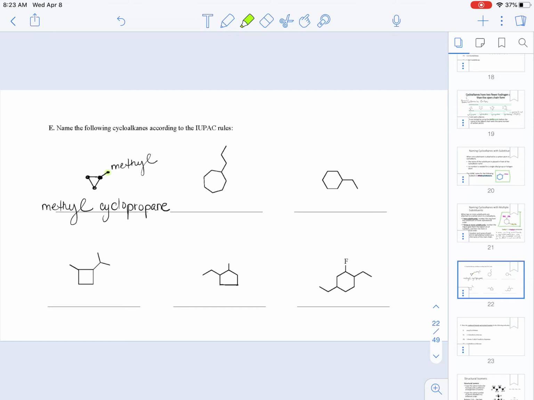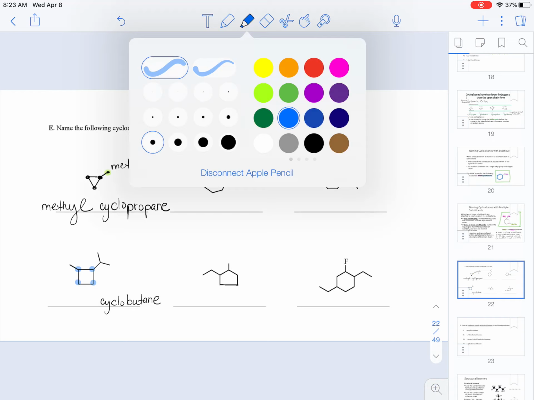Inside that square, I'm going to highlight the atoms. Carbon 1, carbon 2, carbon 3, carbon 4. So having a square is going to have 4 carbons. So this is cyclobutane. And this cyclobutane has 2 substituents. I'm going to highlight them in green.